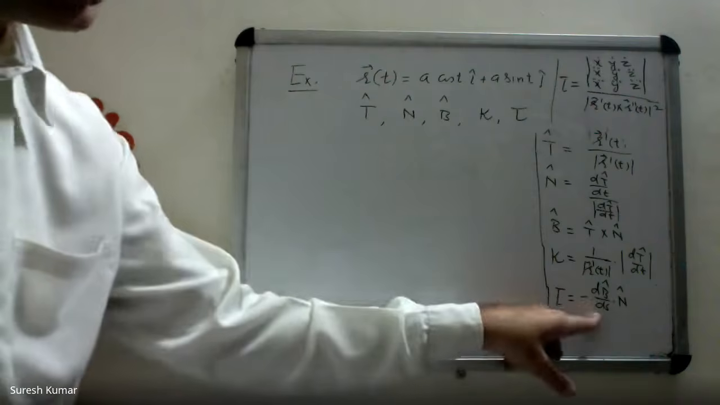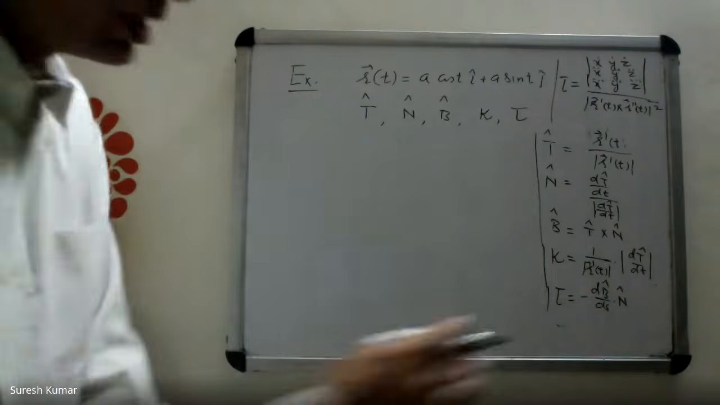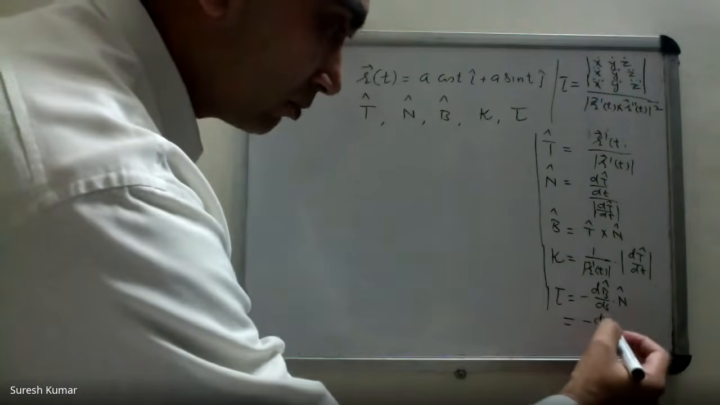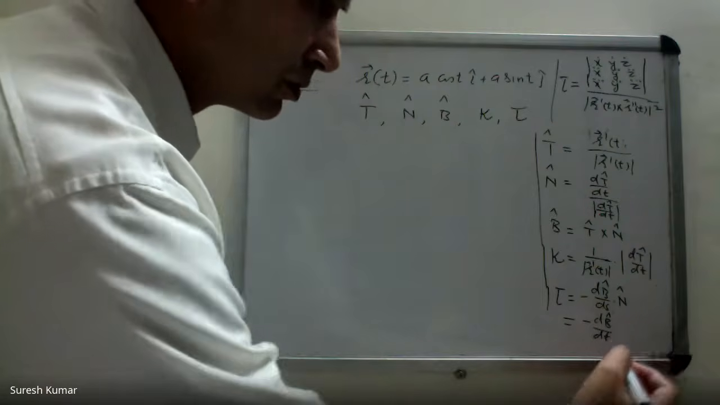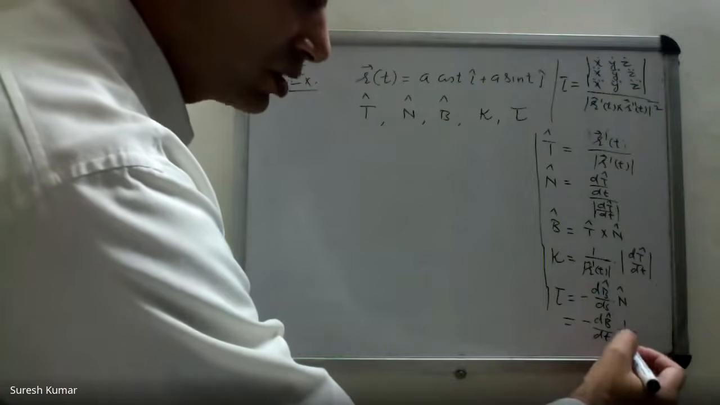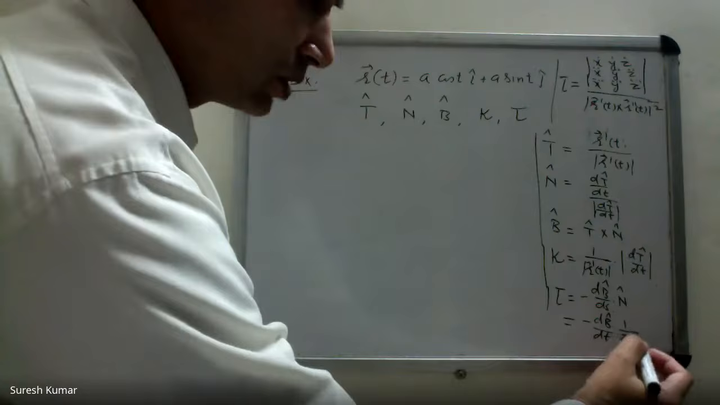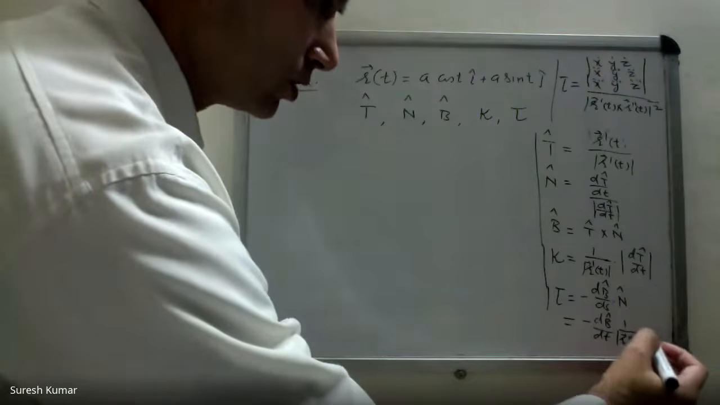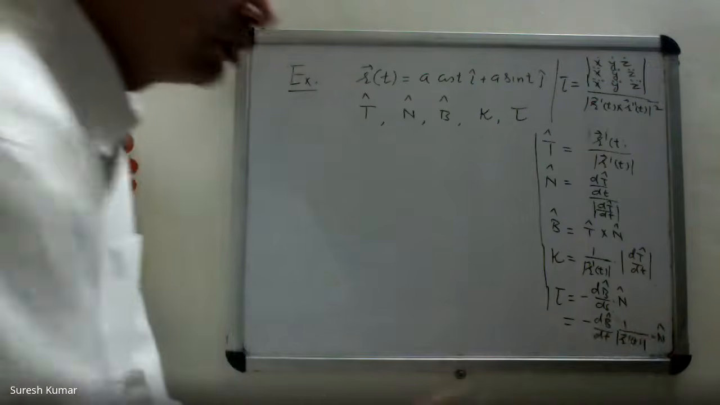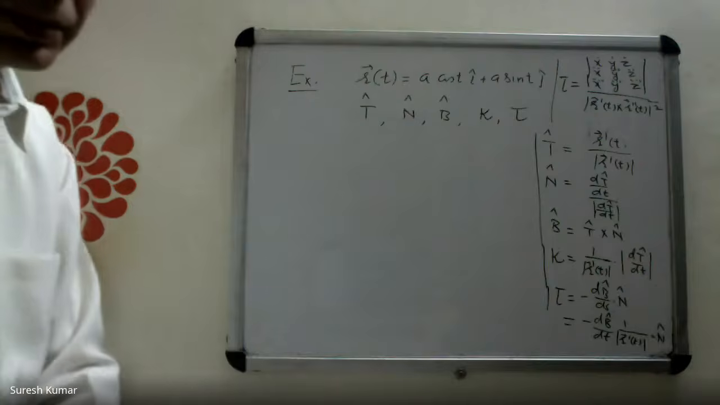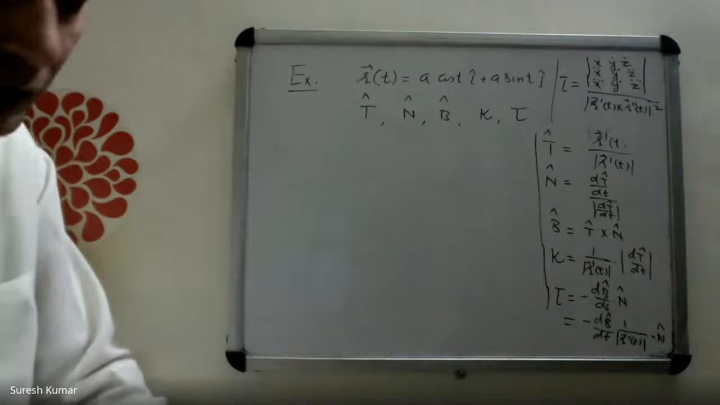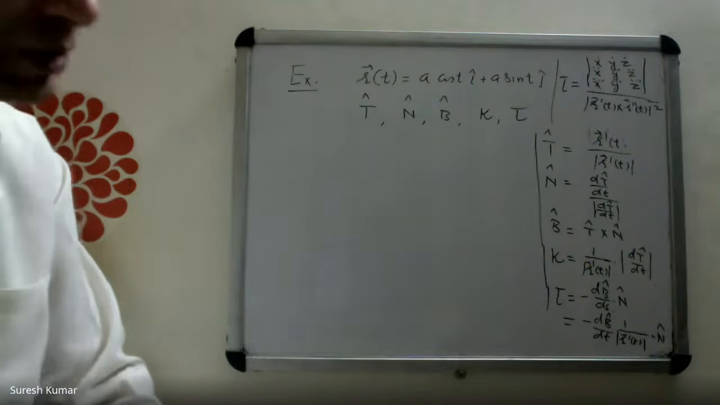One formula is this. If you have n cap, you have dB cap over ds. In fact, you need not use ds. You can write this as dB cap over dt divided by, by chain rule, ds over dt, which is nothing but magnitude of r prime t. So if you like, you can use this formula also. Dot n cap. This is a scalar. The main vector is dB cap over dt. Okay. The formulas are okay.